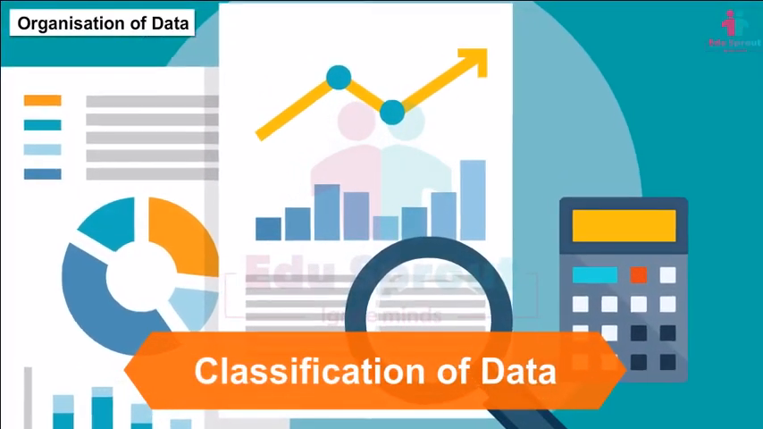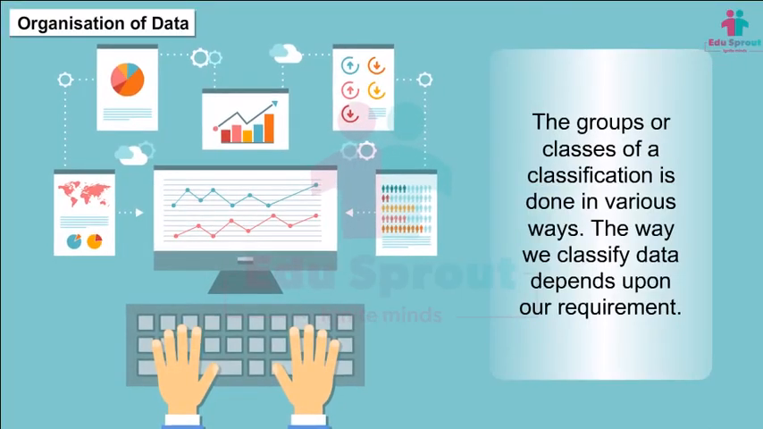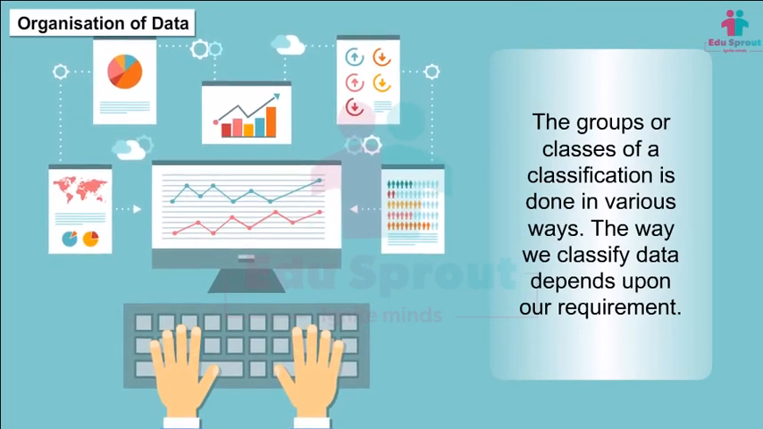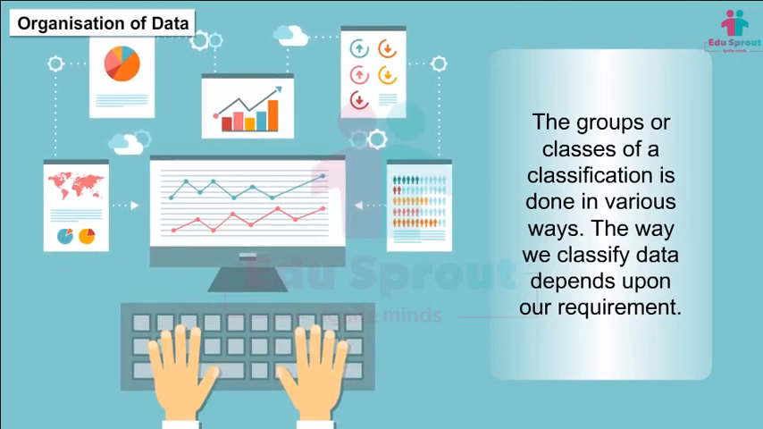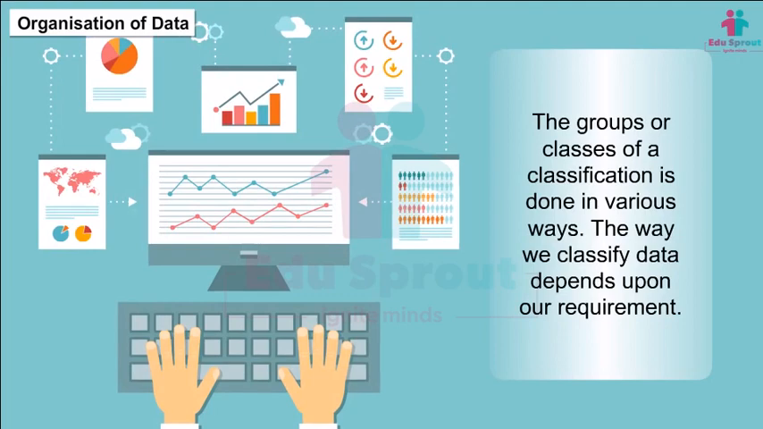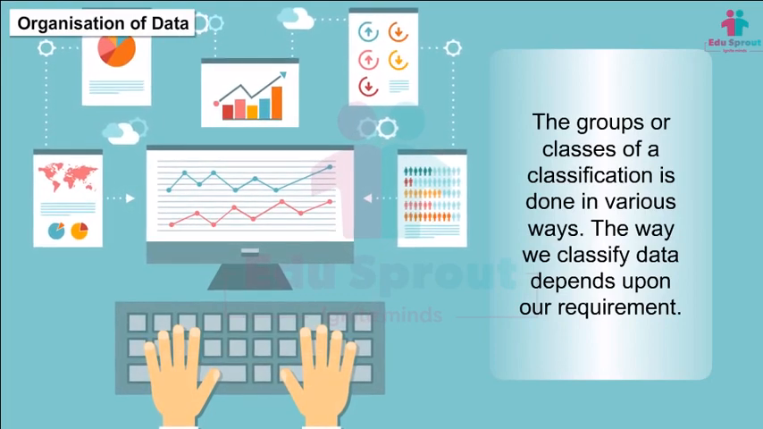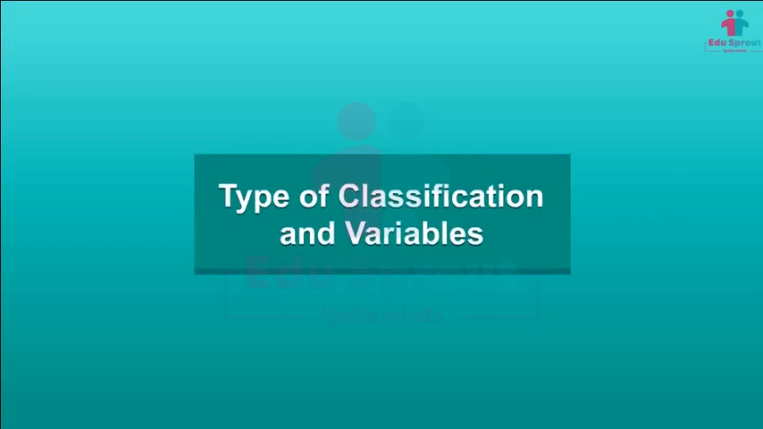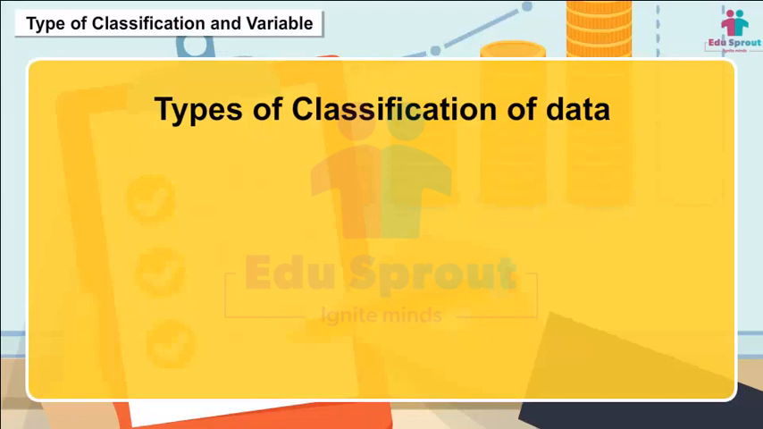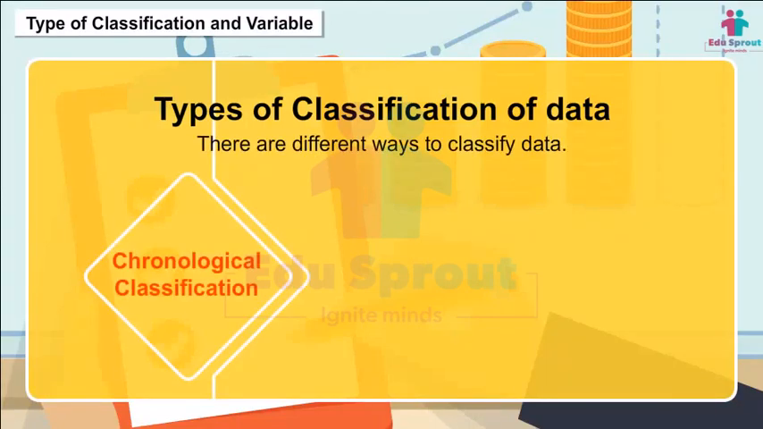Classification of data. The groups or classes of a classification are formed in various ways. The way we classify data depends upon our requirement. Types of classification and variables. Types of classification of data. There are different ways to classify data.